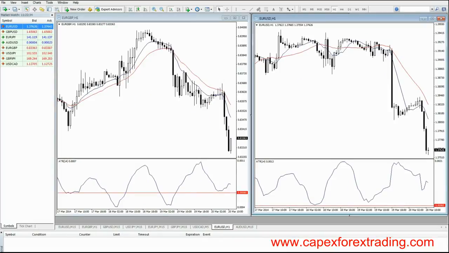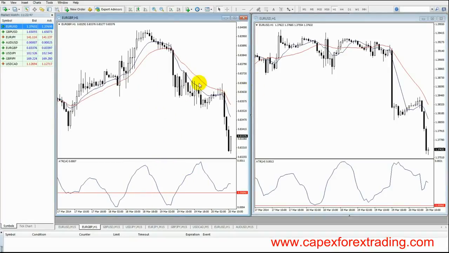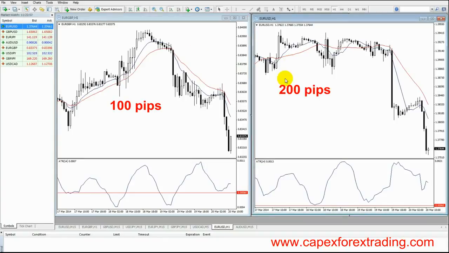Now, the last way in which we can use the ATR is by using its readings to assign an appropriate stop loss that's relative to the currency pair's volatility. And I'll explain that in a little bit more detail here. So what I've got in front of me here are two charts, Chart A and Chart B. Now, Chart A moves about 100 pips per day. Chart B moves 200 pips per day.